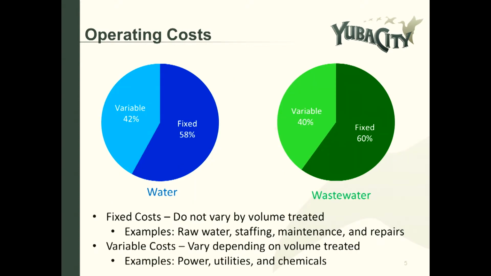So the operating costs are comprised of fixed costs and variable costs. The fixed costs do not vary by the volume treated, and examples include raw water, staffing, maintenance, and repairs, versus variable costs, which vary depending upon the volume treated. So that's power, utilities, and chemicals.